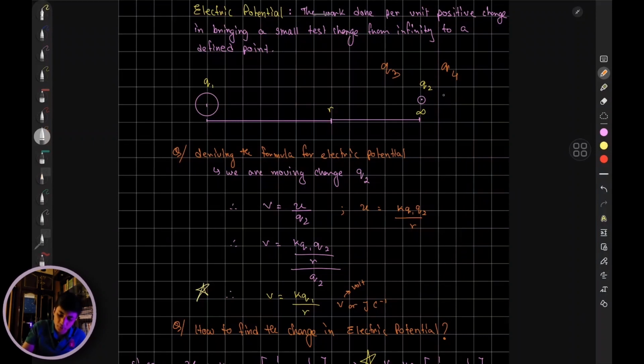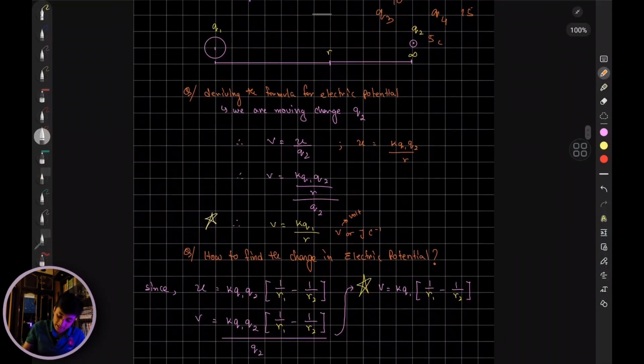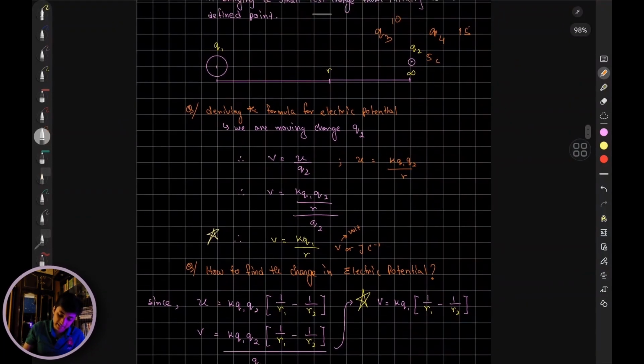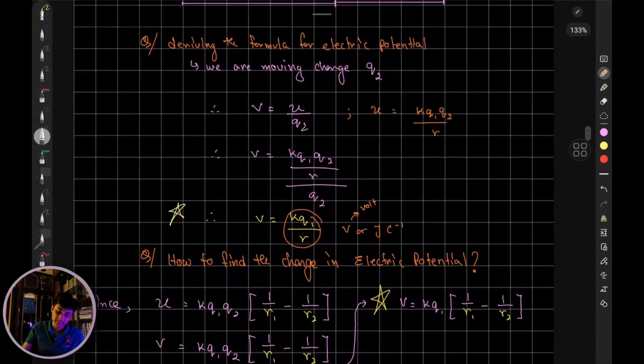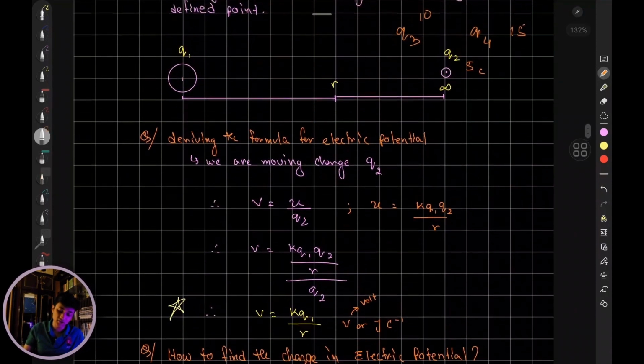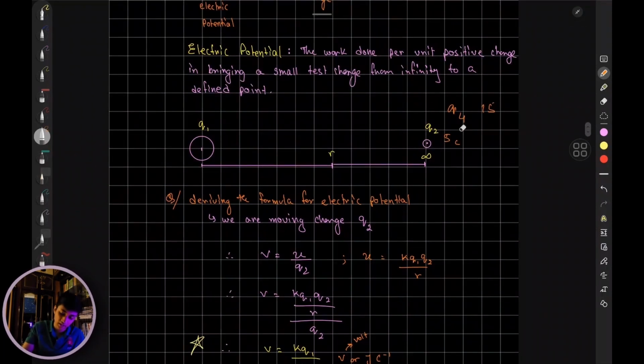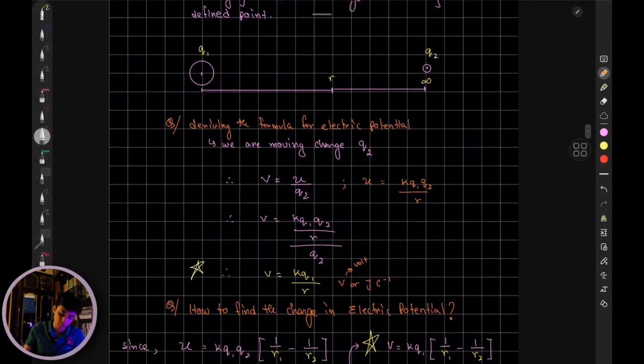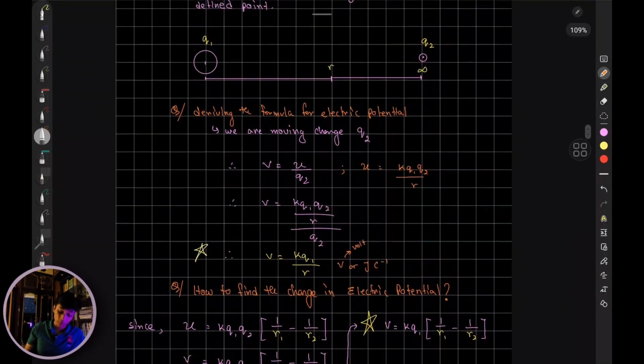So let's put in the numbers. Let's say Q2 was 5 coulomb, Q3 was 10 coulomb, Q4 was 15 coulomb. You know now from the electric potential that if you just multiply this entire thing with either 10, 5 or 15, you can find the electric potential energy at any point. And that is why electric potential is actually quite useful. And there are obviously other use cases as well, and we're going to look into it. So yeah, that was electric potential.